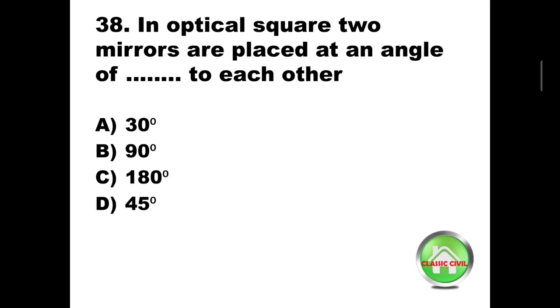Question number 38. In optical square, 2 mirrors are placed at an angle of dash to each other. Option A, 30 degree. Option B, 90 degree. Option C, 180 degree. Option D, 45 degree. In an optical square, two mirrors are placed at an angle of dash to each other. Answer is option D, 45 degree.